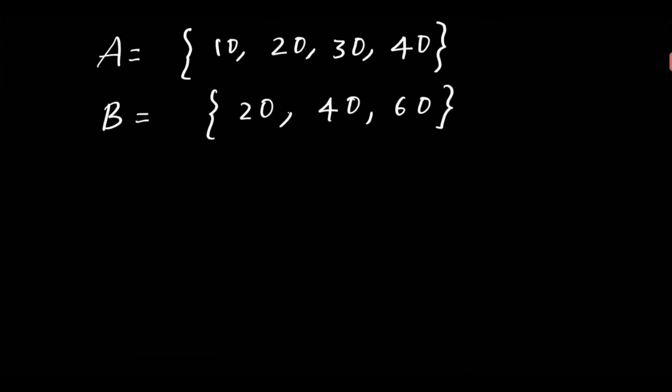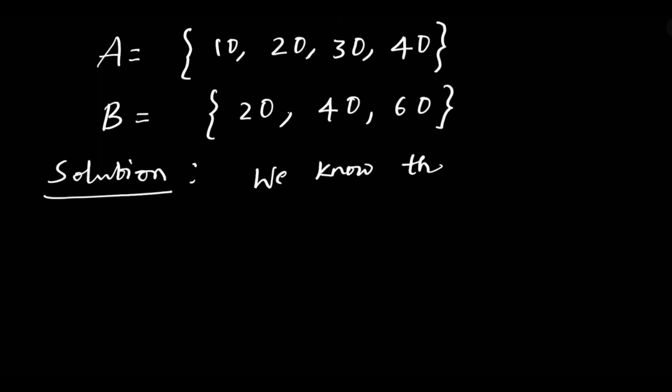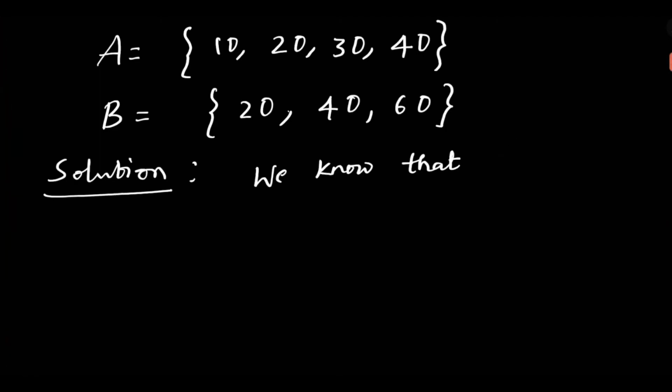Now let us see the solution for this. How to verify? Let us see that. We know that A dash, that is A complement, is equal to U minus A. Let us find out that set A complement. What is that? All those elements which are not in A but in the universal set.